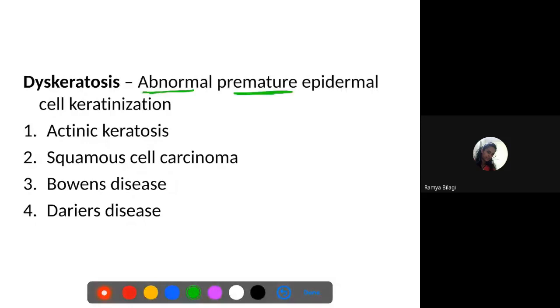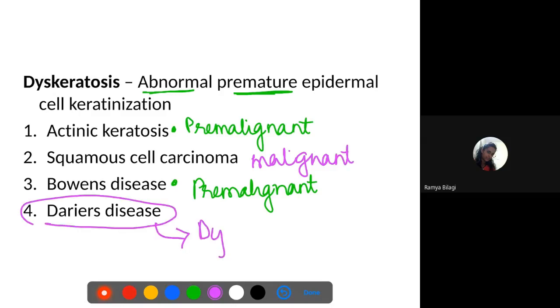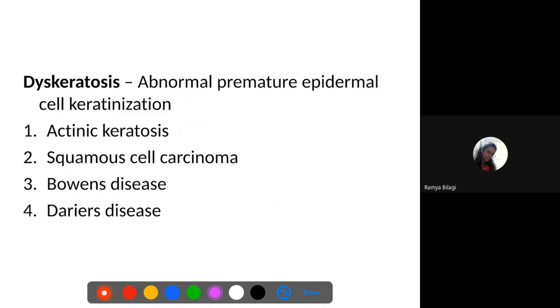Again, you can remember it as pre-malignant and malignant conditions. So actinic keratosis and Bowen's disease, they are pre-malignant conditions. Hence, there is dyskeratosis. And squamous cell carcinoma, we already know it is a malignant condition. And Darier's disease, we have already learned that there will be dyskeratosis and acanthosis in this condition. So we have known the conditions where we see dyskeratosis.